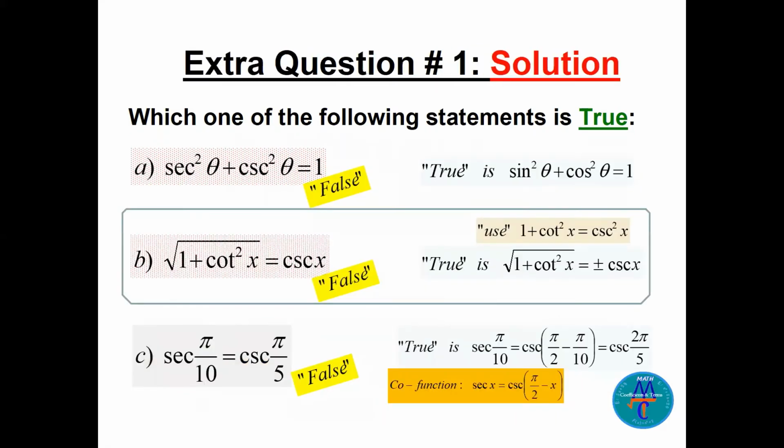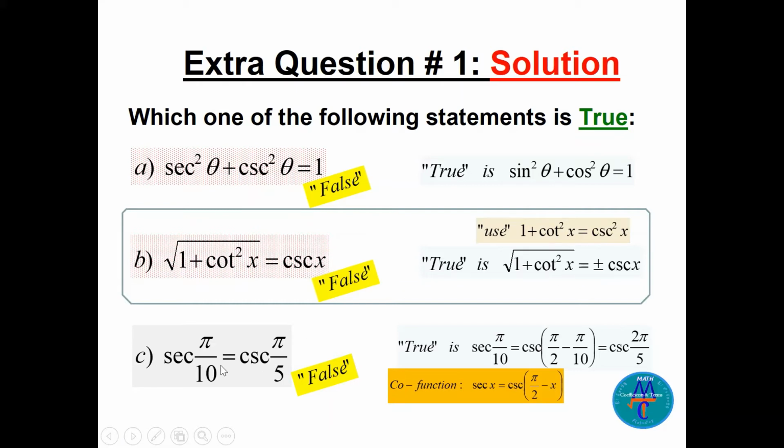Let's look at the first 3 in one slide. We see the first one is false because the true identity is sine squared plus cosine squared is equal to 1 for any angle, not secant squared and cosecant squared. So this first one is false. The second one also is false. It looks true, but we have the formula 1 plus cotan squared is equal to cosecant squared. If we take the square root of both sides, we have to have plus or minus. That's the true one. So this one is false.